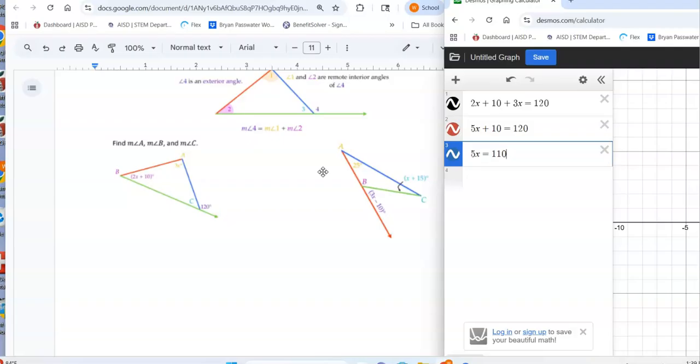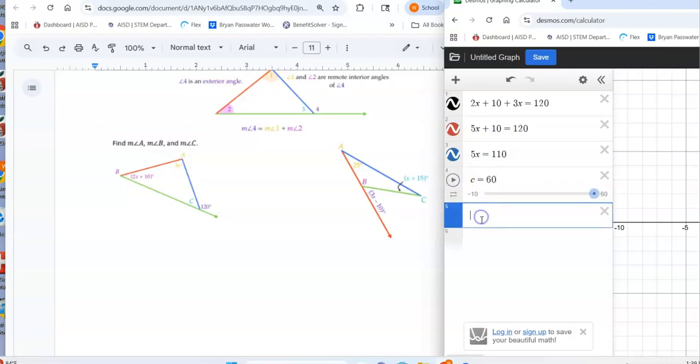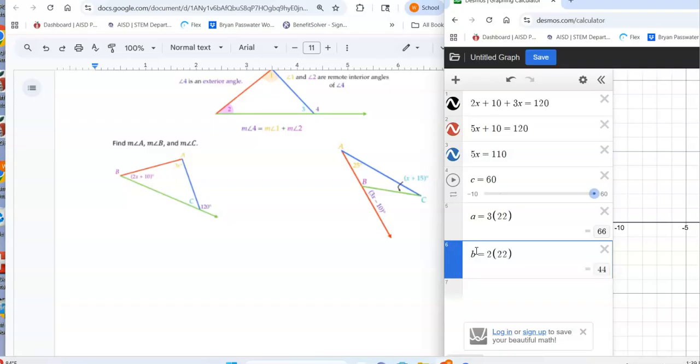And if x is 22, we know that angle C is 60 because it's supplementary to 120. Angle A would be 3 times 22, which is 66. And I'm pretty sure that would make that one 54. So B would be 2 times 22 plus 10, and that's 54. All right, and that's how you do that.